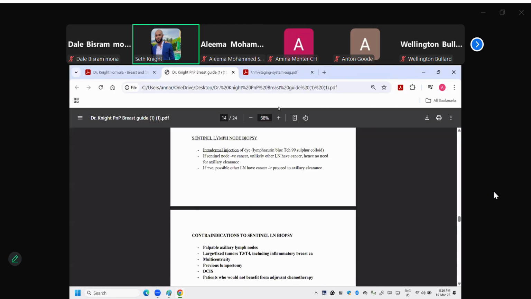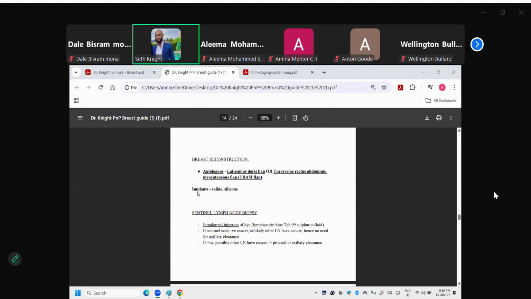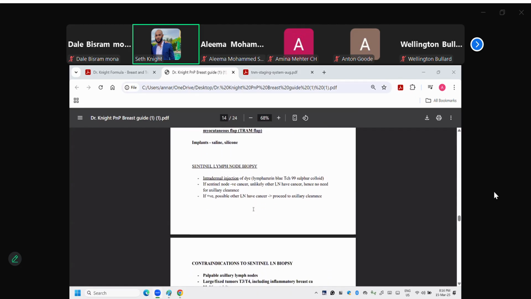Good. So we're almost done. Actually, we should finish in time, hopefully. So this thing about a sentinel lymph node biopsy, I'm separating it as a whole because a sentinel lymph node biopsy is a separate thing. It's literally a biopsy.